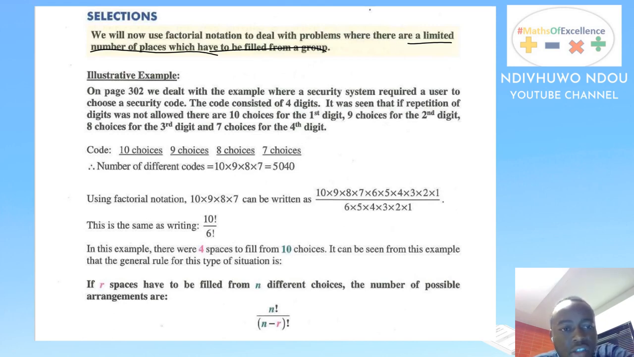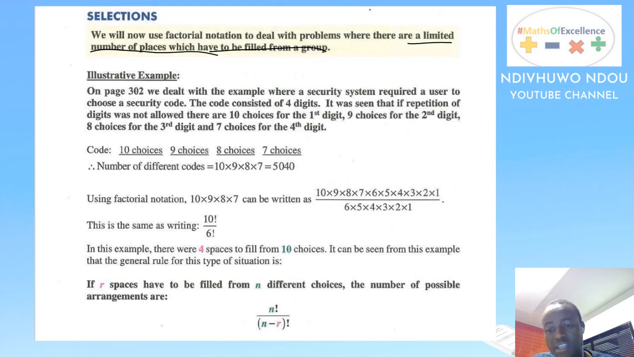But if you have it, on page 302, we dealt with an example where there is a security system that required a user security code, right? And that code consists of 4 digits, and it was seen that if repetition of digits was not allowed, there are 10 choices for the first digit.